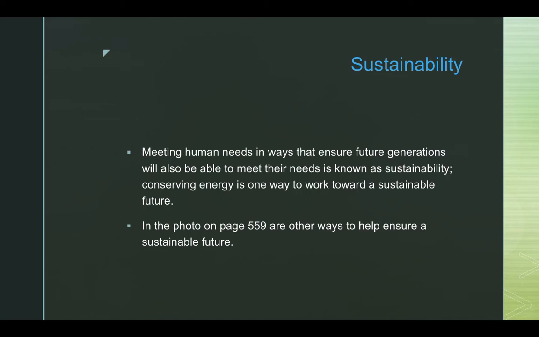Sustainability. Meeting human needs in ways that ensure future generations will also be able to meet their needs is known as sustainability. Conserving energy is one way to work towards a sustainable future. In the photo on page 559 are other ways to help ensure sustainability in the future. So in this picture, we're looking at people planting trees, making compost. That's food that's been used and they put it back into the ground to add nutrients to the soil, or picking up litter on the side of the road.